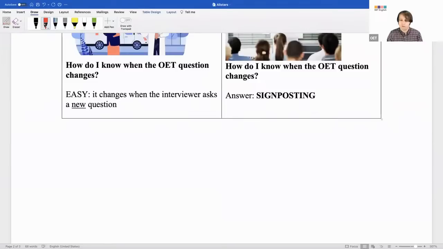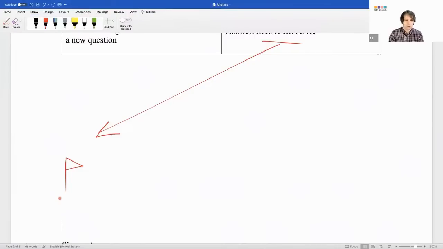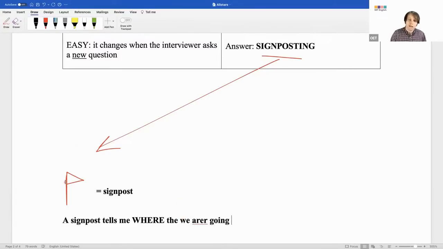Okay, so let's just think about, just for a second, what this word actually means. Okay, what is a signpost? Okay, let me draw a signpost. Here is a signpost. Okay, you can all see one here. What is a signpost? What does a signpost do? How does it work? Well, obviously a signpost tells me where we are going, right? So for example, if it says here London and I'm going in that direction, we're obviously going to London. If it says here New York on this signpost, we're obviously going to be heading towards New York if I head in that direction, okay?